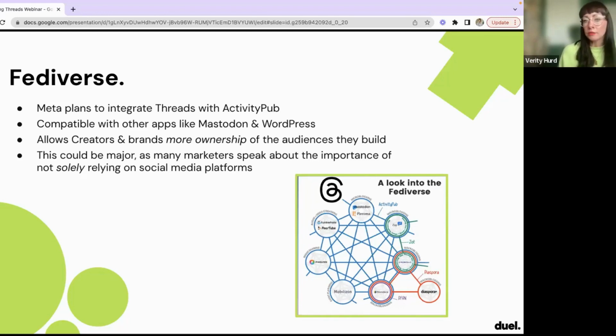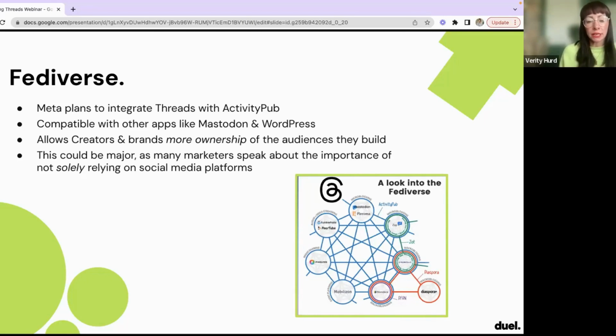And this is all part of their transparency movement, because if they do go down this route, which they're obviously planning on doing, it means that as creators and brands, we have more ownership of our audiences and we own our own data. And that's what the head of Instagram has been saying: as brands and as creators, you should own your own audiences and own your data.